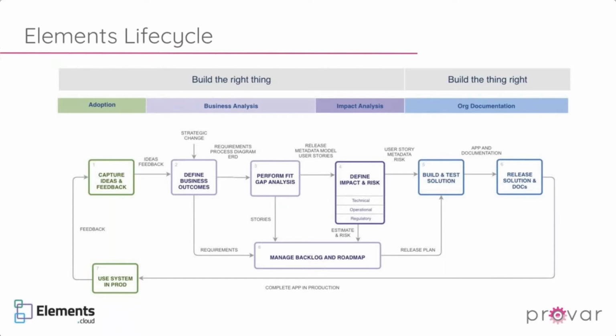Once you've been through that phase of building and testing, then obviously you're releasing the product out into the main solution. And then we go around the loop again, where obviously the system is being used in production, and then we're capturing more ideas and feedback to go around that cycle. The trick with all of this is to go around that cycle as quickly as possible with the minimum amount of effort, but also reducing the risk.